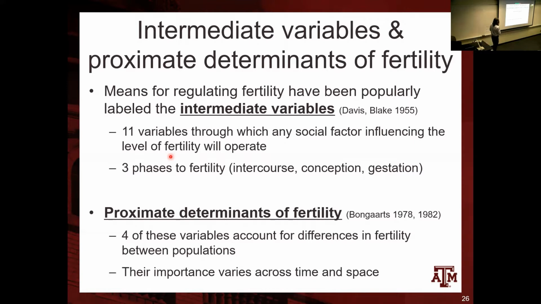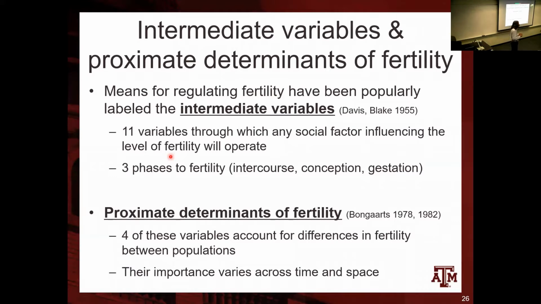And what Bongaarts analyzed later on in his studies, years after, he saw that based on empirical data from a series of different countries over time, out of these 11 variables, the intermediate variables that Davis and Blake suggested, 4 of these variables account for differences in fertility between populations, 4 of them. And that makes the analysis easier, right?